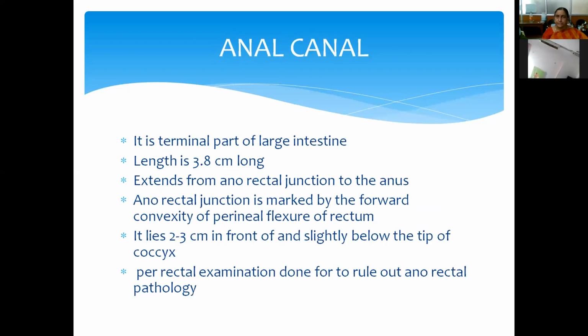Coming to the last part, that is the anal canal. It is the terminal part of the large intestine. Length is 3.8 centimeters. Extends from the anorectal junction to the anus. Anorectal junction is marked by the forward convexity of the perineal flexure of the rectum, lies 2 to 3 centimeters in front of and slightly below the tip of the coccyx, and per-rectal examination is done to rule out anorectal pathology. So you can do this test, the per-rectal examination, to rule out any anorectal pathology.